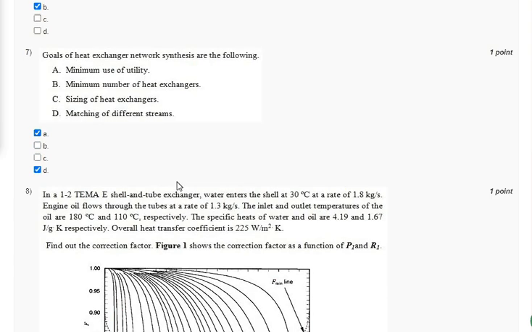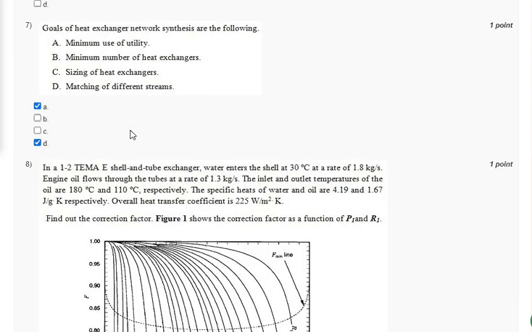Now come to the question number 7. Goals of heat exchanger network synthesis are the following. So first goal, minimum use of utility and the matching of different streams. A and D are the goals of heat exchanger network because heat exchangers may be increased. Sizing of heat exchanger is not related to the goals.